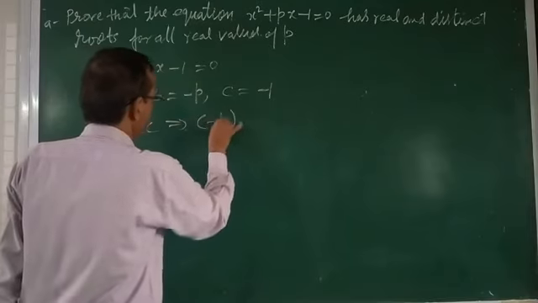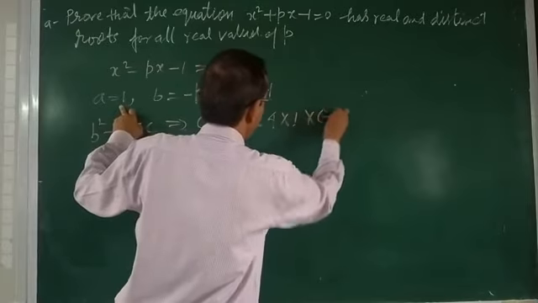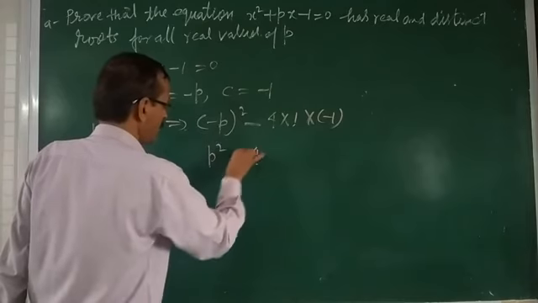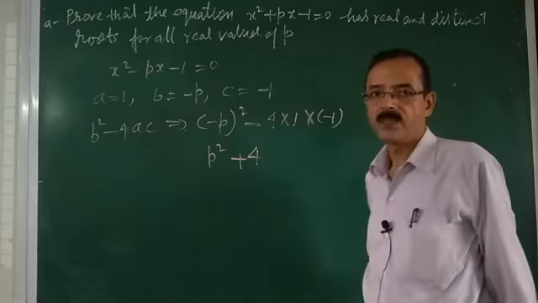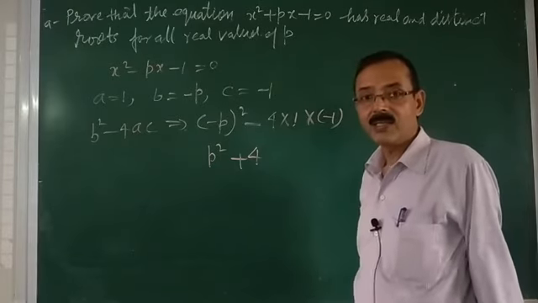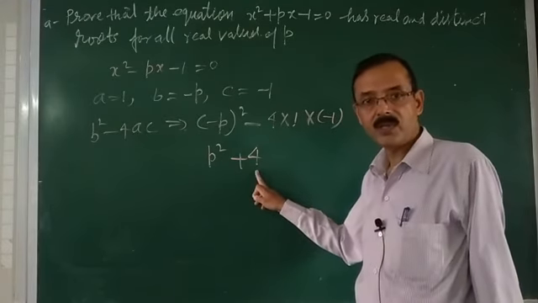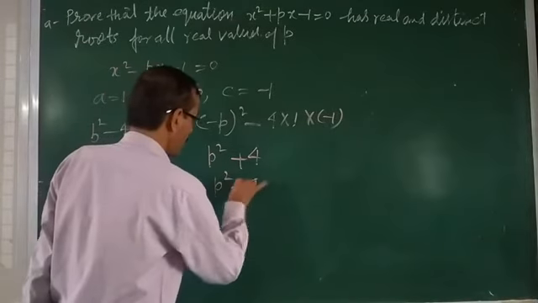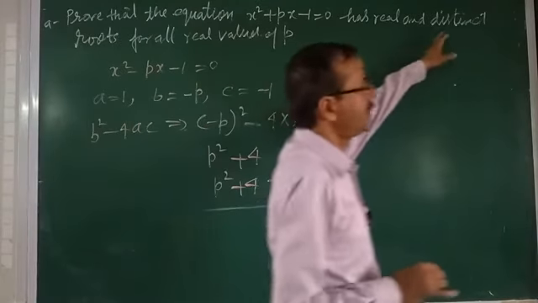p square minus 4 into a which is 1 into c which is minus 1. So that is p square minus minus plus 4. Tell me, what do you want to say? This is the b square minus 4ac. Will it be greater than 0 or less than 0? Yes, greater than 0. Any value we put here for p, because it is squared, it will be positive. Positive plus positive will be positive. So here we can say p square plus 4 is greater than 0. If it is greater than 0, then it has real and distinct roots.